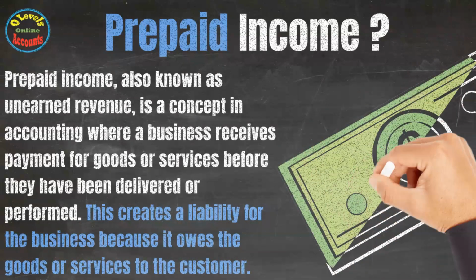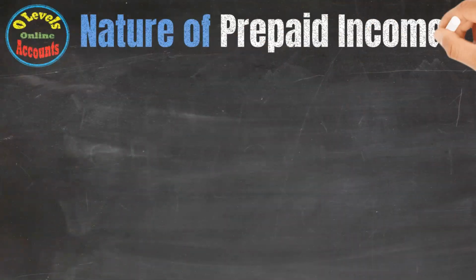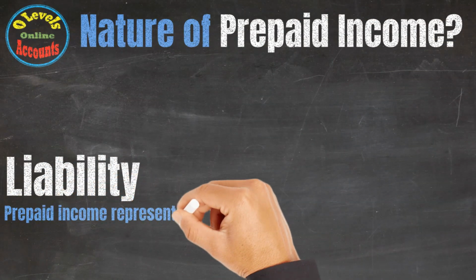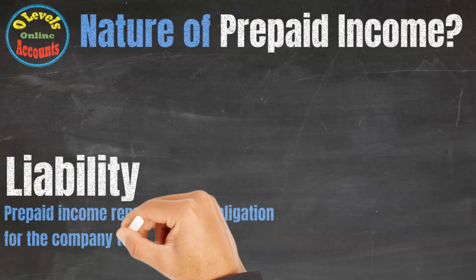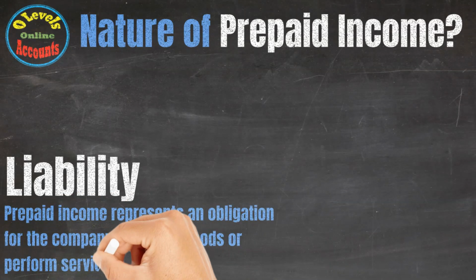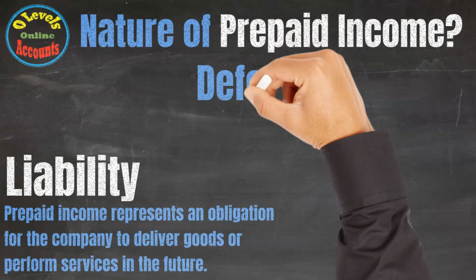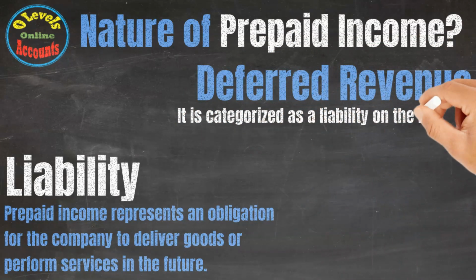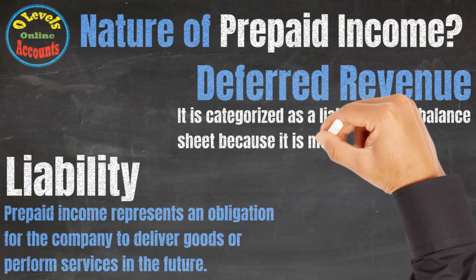Let's move on to discuss the nature of it. The nature of prepaid income would be a liability. It represents an obligation for the company to deliver goods or perform services in the future. Further, it is referred to as deferred revenue because it is categorized as a liability on the balance sheet, as it is money that has been received but not yet earned.